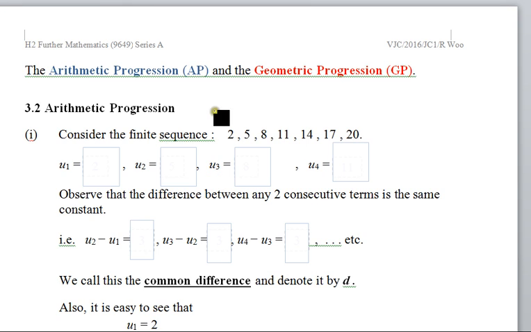consider this finite sequence. First term is 2, second term is 5, third term is 8, fourth term is 11. Now, the definition of an arithmetic progression is that the difference between two consecutive terms is the same. You notice 5 minus 2, you get 3. 8 minus 5, you get 3. This one, you get 3 as well. What do we call this? We call this the common difference.